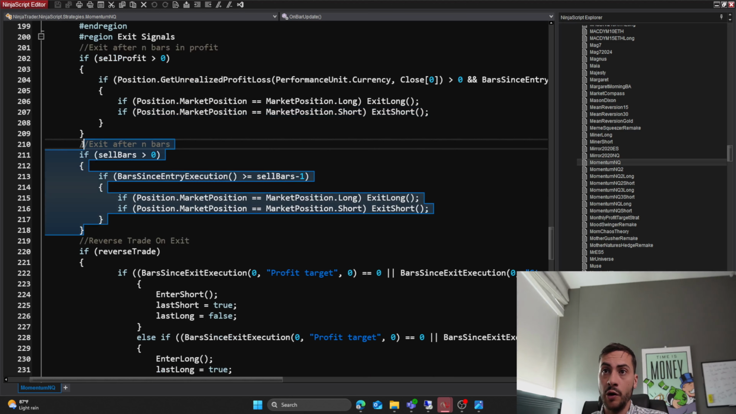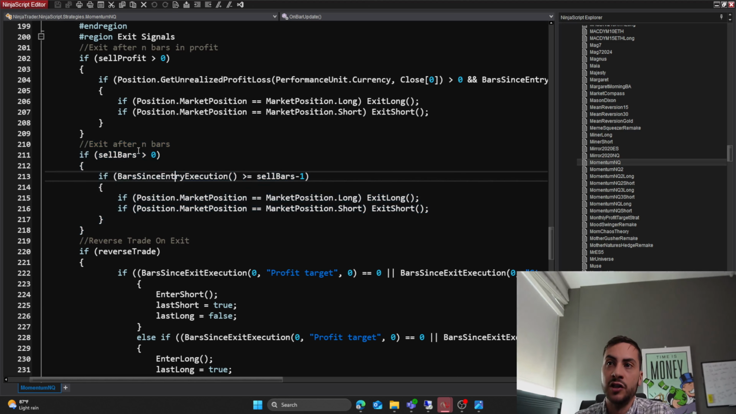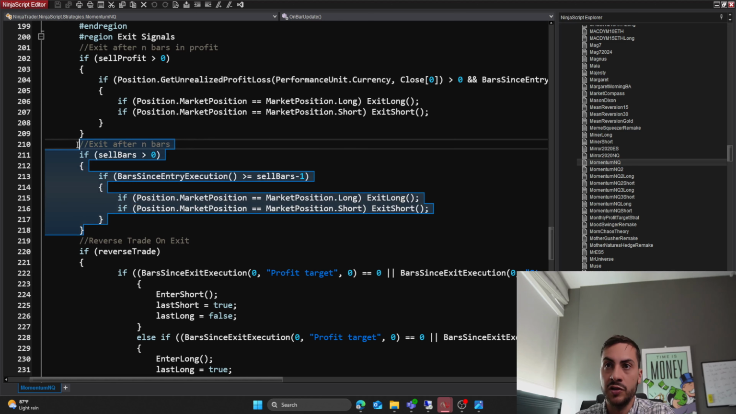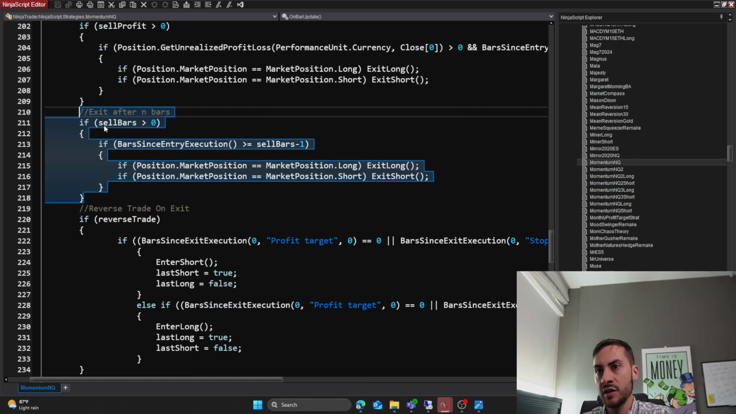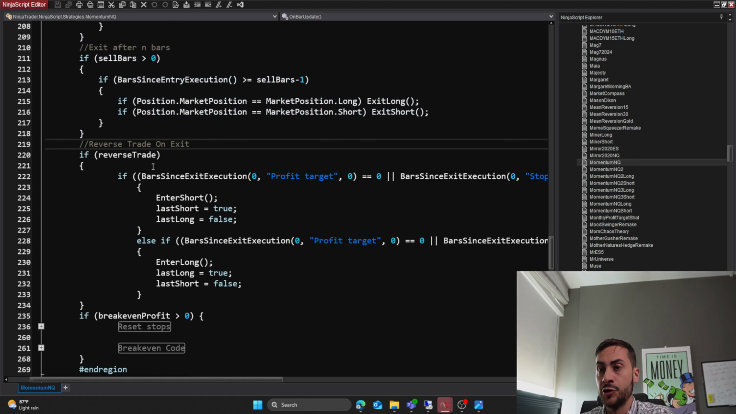We also have sell bars. Now, this does something similar, but it's not checking if we're in profit. It's just always going to exit. So sell bars is obviously 0, so this code is not executing, but if it was, it would always be exiting after 60 bars, regardless if we're in profit or not in profit. So we could be losing and it could just exit. That's not being used. We have reverse trade here. This is not being used.